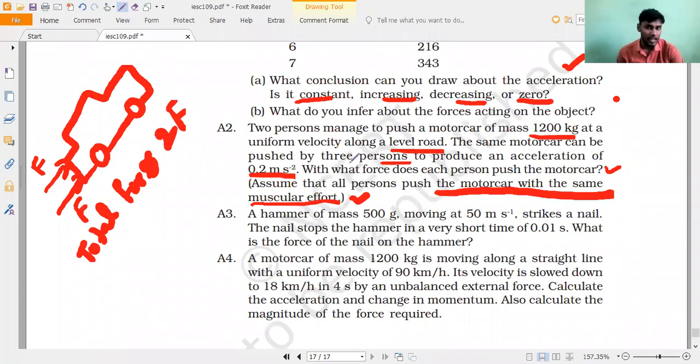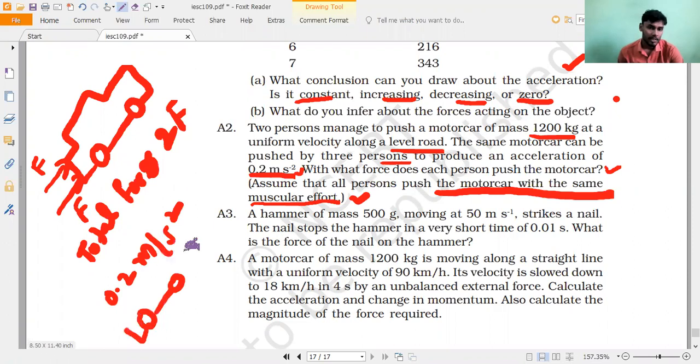Now, in the second case, 3 persons pushed and produced an acceleration of 0.2 meter per second square. How many persons pushed the same car? 3 persons. Means what is the force equal to? 3F. Observe very carefully.